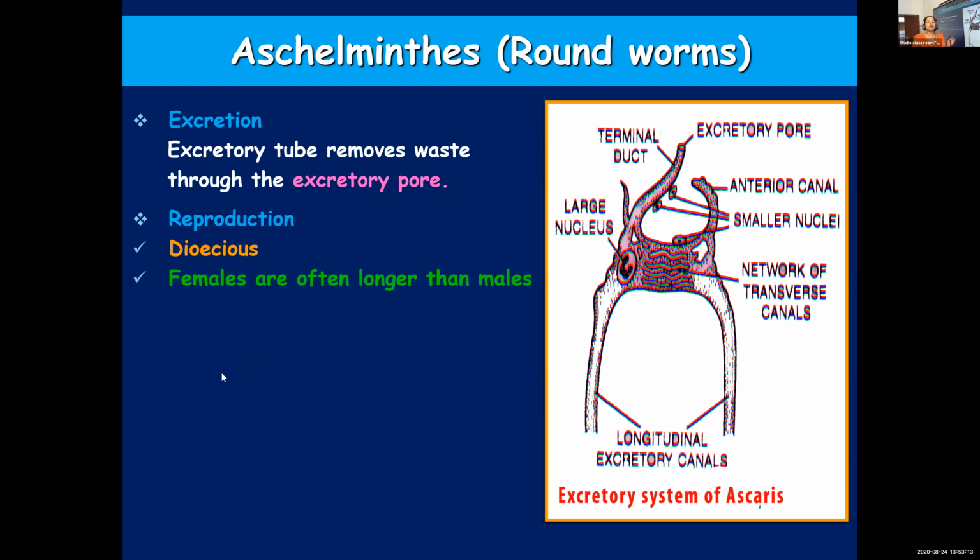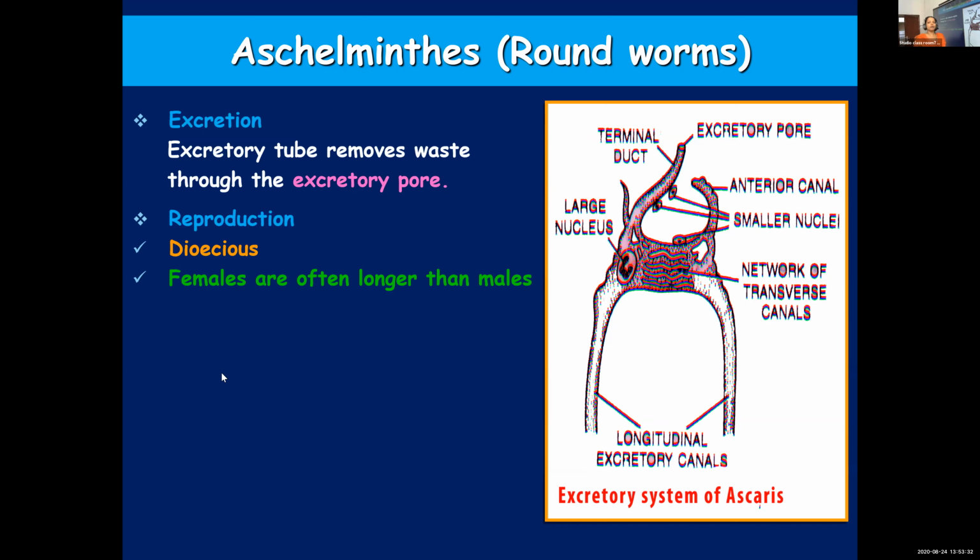If you're asked to write the differences between roundworms, the Aschelminthes, and Platyhelminthes, we already discussed a few differences. The first point is that in Platyhelminthes, the body is dorsoventrally flattened, but here the body is cylindrical. They are roundworms. The first one, flatworms.